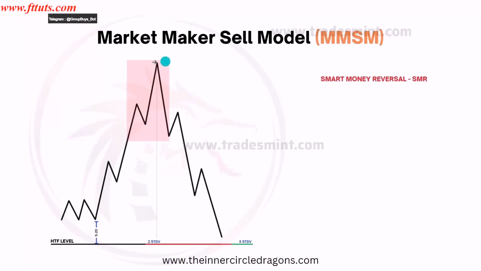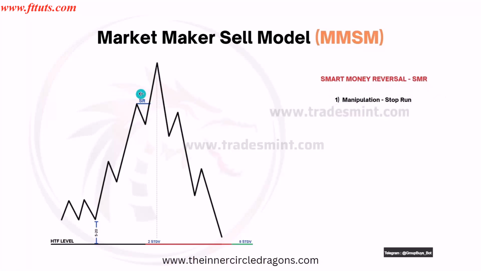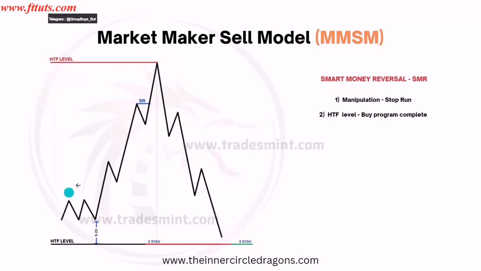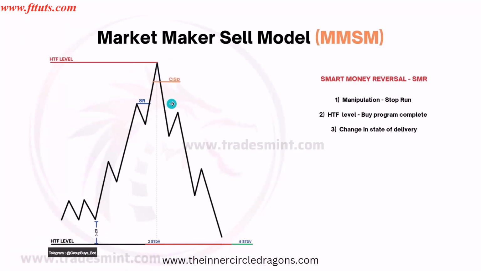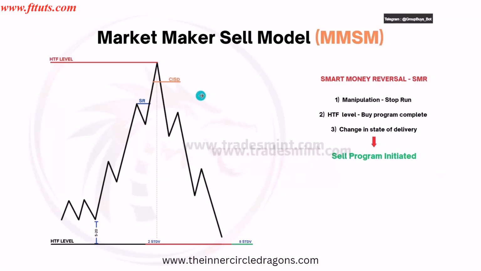So we have already had our smart money reversal here. We had our manipulation leg, which ran the stops above our short-term swing high. We have keyed off a higher time frame level, and this has completed our buy program as we have reached terminus, the buy side of the curve of a market maker sell model. We have witnessed a change in state of delivery, running through the opening price of a bearish order block, confirmed with displacement, and our sell program has now been initiated.